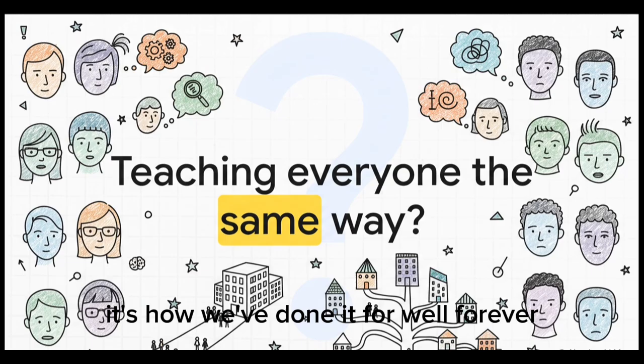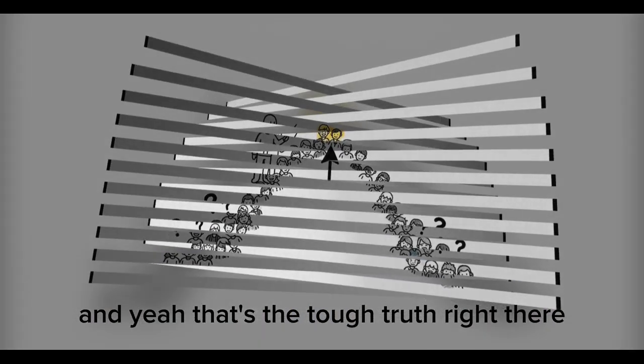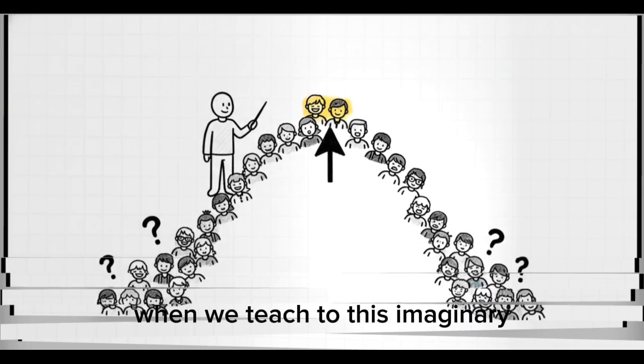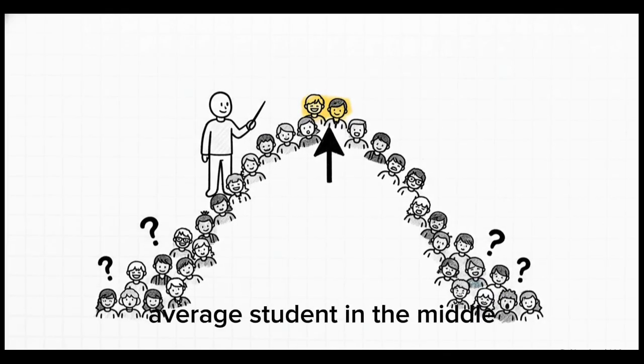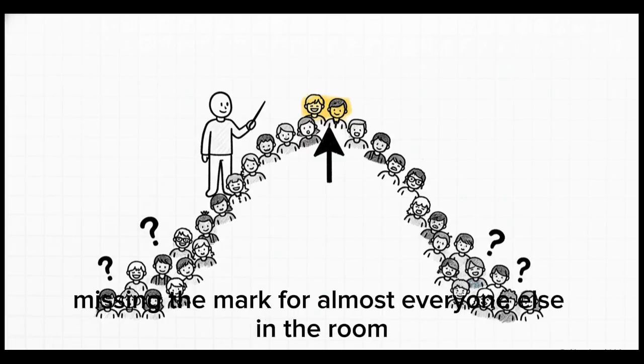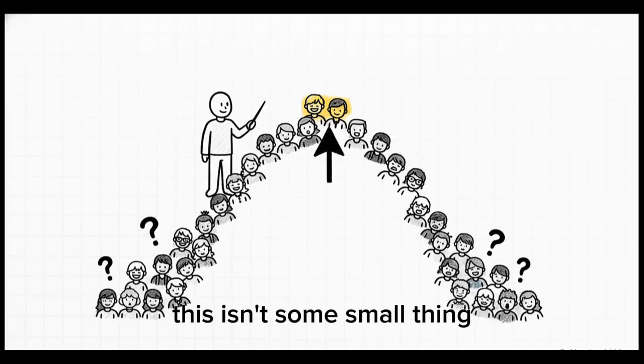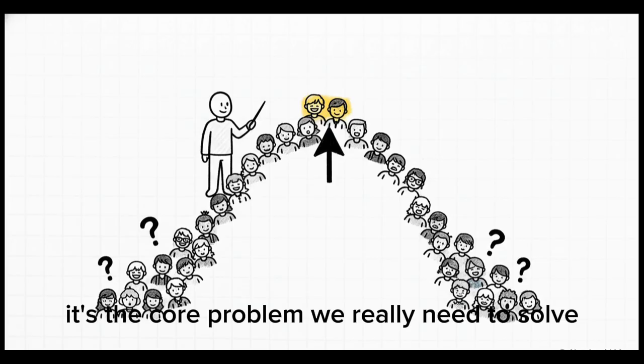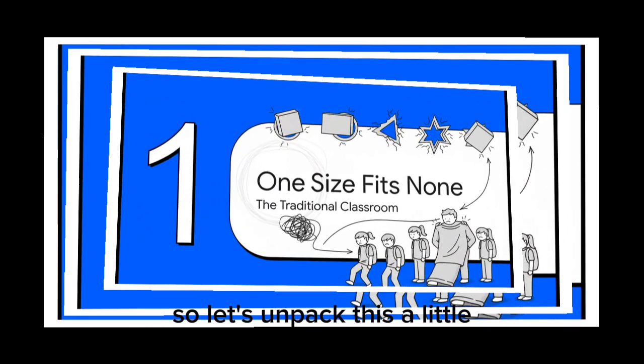It's how we've done it for, well, forever. But what if it's just plain wrong? And yeah, that's the tough truth right there. When we teach to this imaginary average student in the middle, we're not being fair. We are in fact missing the mark for almost everyone else in the room. This isn't some small thing. It's the core problem we really need to solve. So let's unpack this a little.